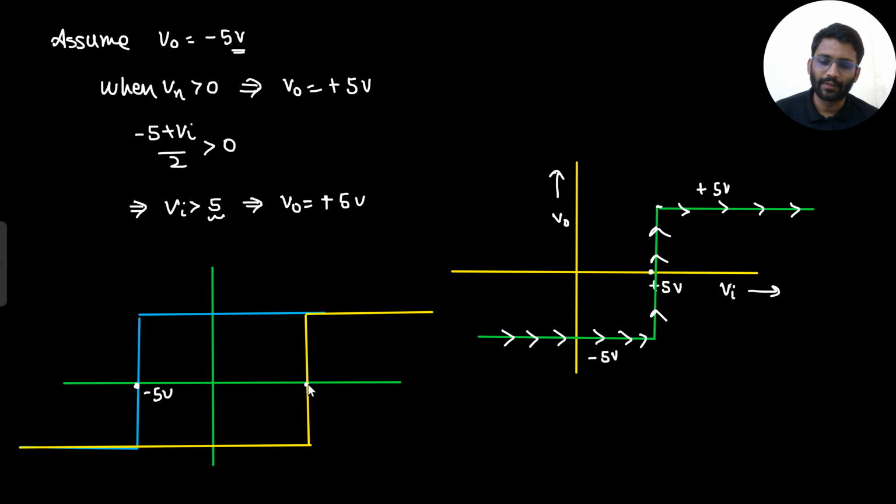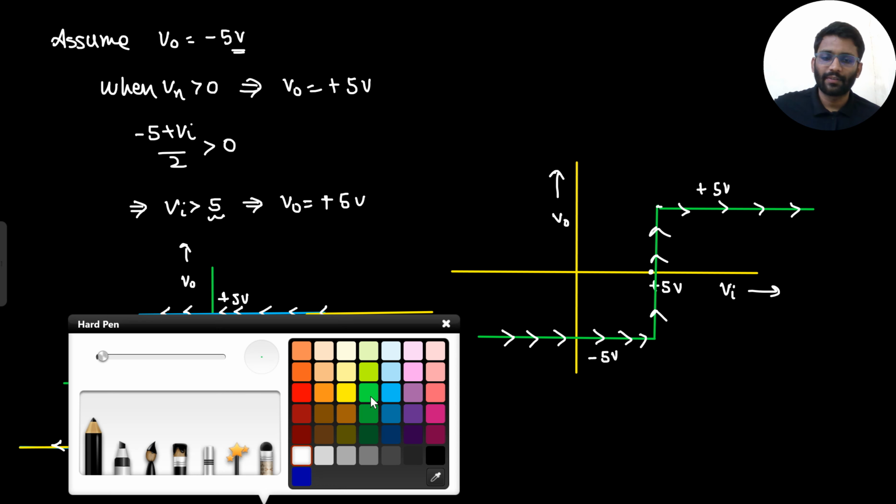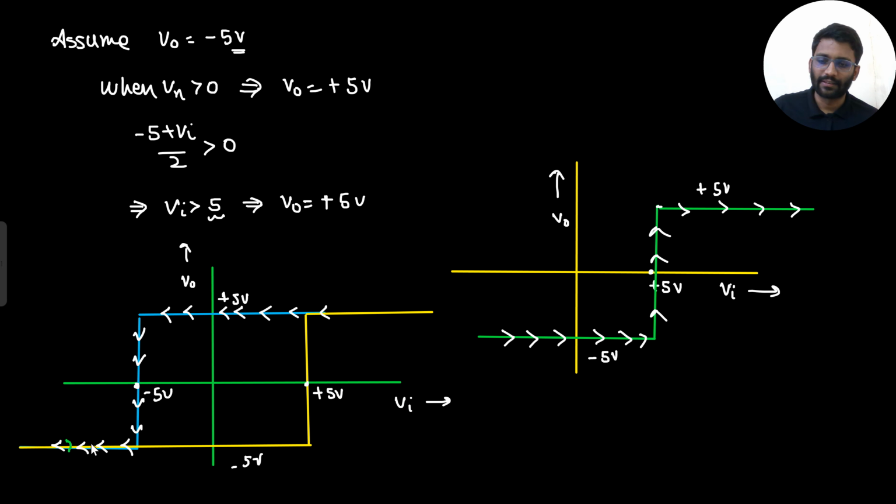This is minus 5 volt, this is plus 5 volt. This is V in, this is V naught. This is plus 5, this is minus 5. So in the first graph, this was the arrow. And what will be the arrow for the second graph? For the second graph, the arrow will be something like this. You are moving in this manner, minus 5 to plus 5.